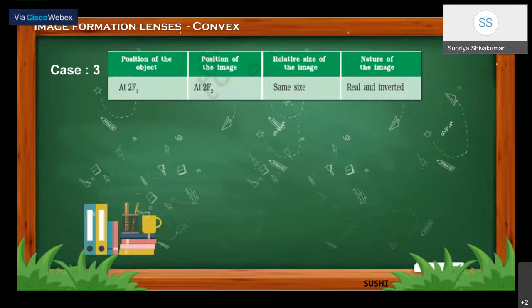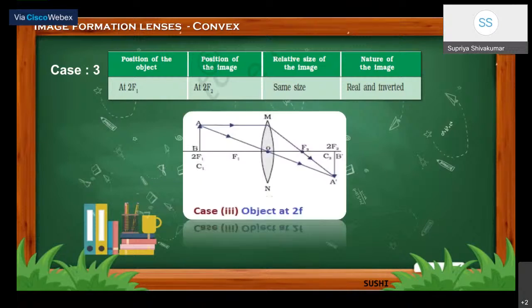So case 3, as I said before, and I am saying right now, is a very, very important case because in this particular case many questions can be asked. At the same time, it is also very easy. It is easy to track and understand. Because, see, you can see the diagram below and the table which I have given above. Where the object is placed at 2F1, that is, I have placed it on the left side of the lens at the center of curvature.